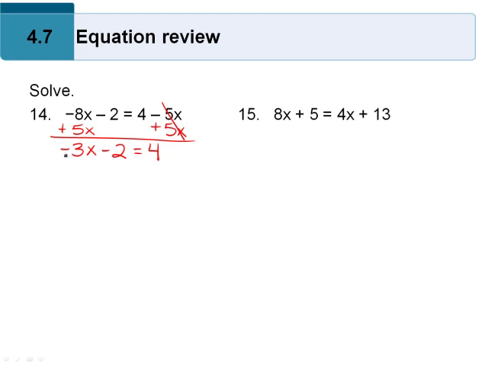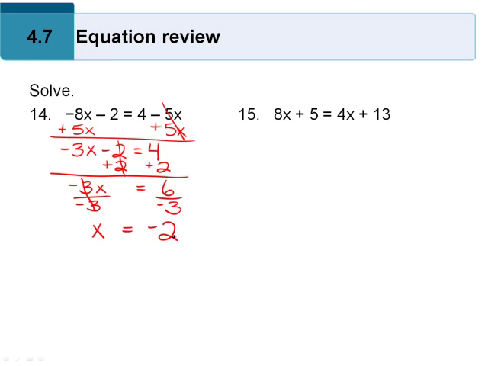So don't worry about the 3x. Now you move your constants. So I'm going to add 2, get rid of that negative 2 by adding 2. So negative 3x comes down, the 2's cancel, and it equals 6. And then your last step, divide by negative 3 on both sides. So the negative 3's cancel, and x equals negative 2. So that came out pretty nice.